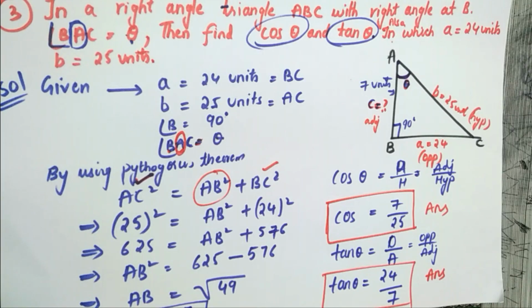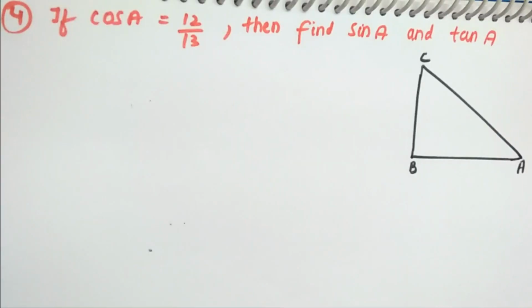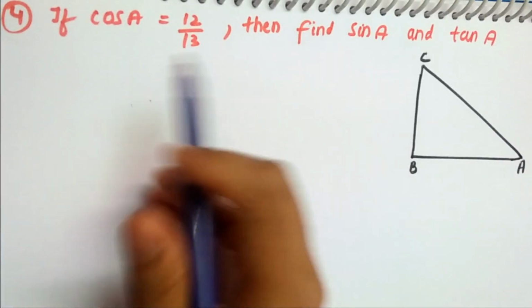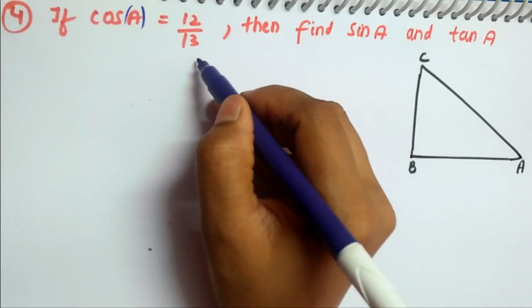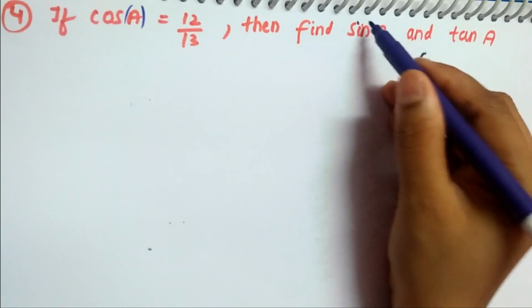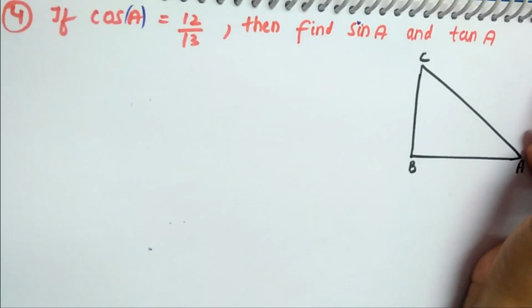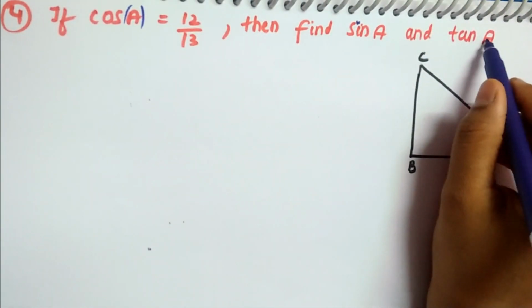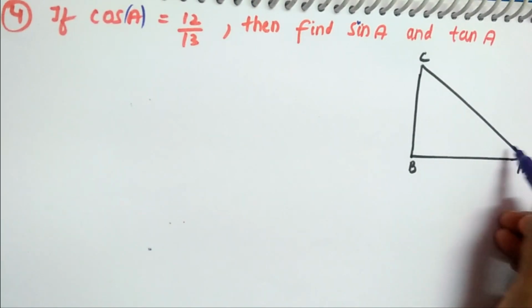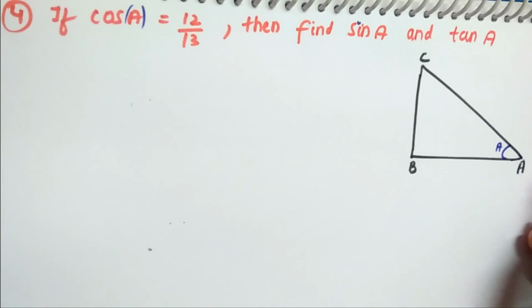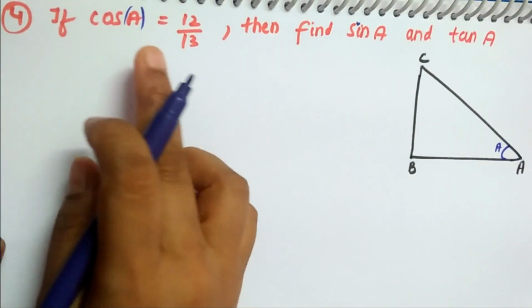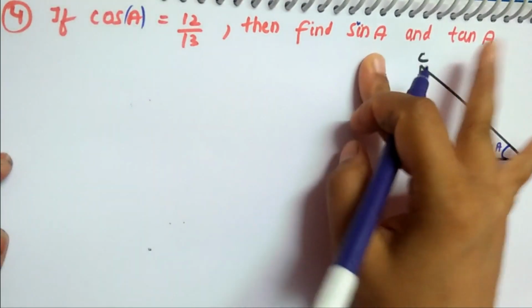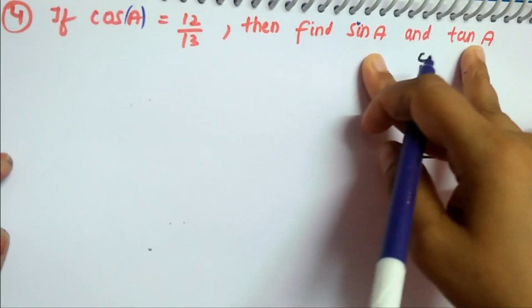We will move on to the fourth problem now. Let's read the question. If cos A is 12 by 13, then find sin A and tan A. Since it's given as A, we will take this angle as angle A instead of theta. Not a big deal. Only one ratio is given, and we need to arrive at sin A and tan A.